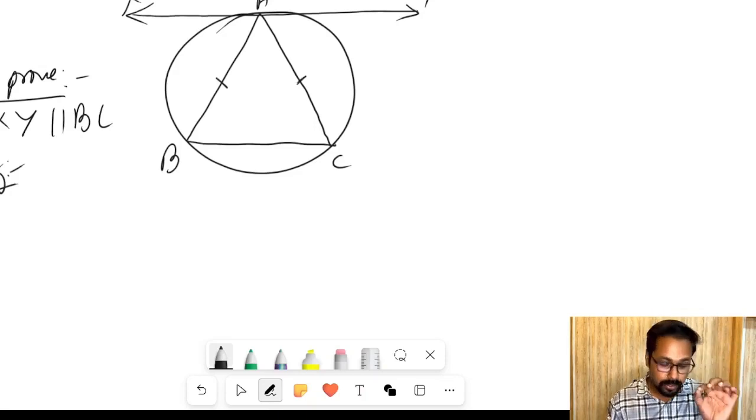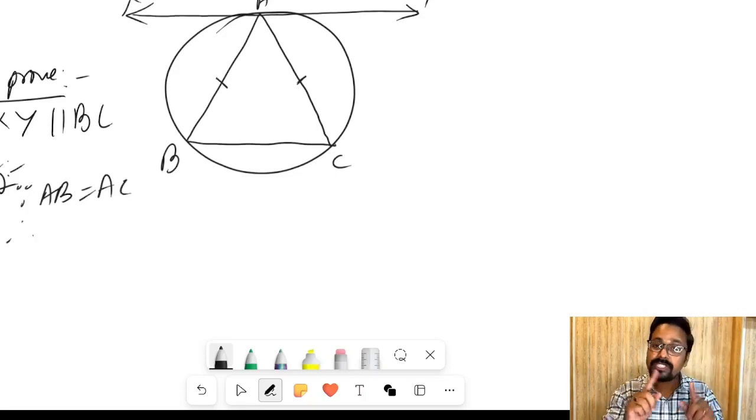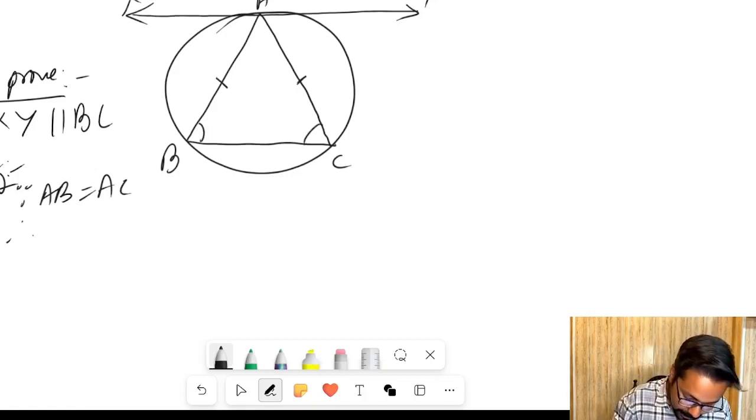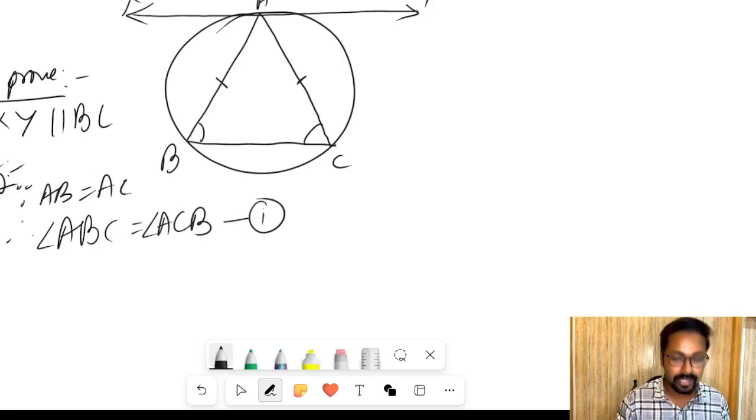are equal. So first of all, since AB is equal to AC, we must have the opposite angles also equal. In an isosceles triangle, if two sides are equal, their opposite angles are also equal. So angle B and angle C must be equal. So we have angle ABC equal to angle ACB. Take it as number 1 and hold it there.